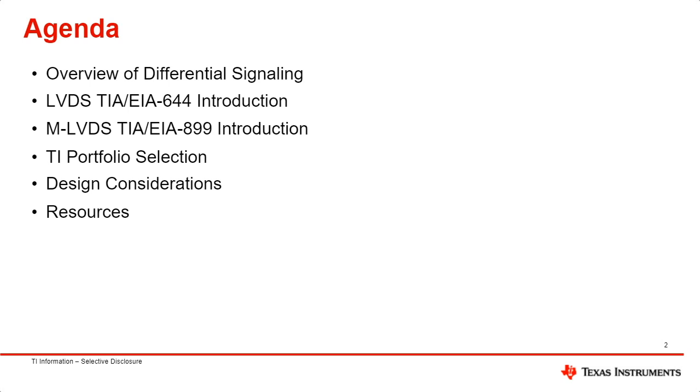TI has hundreds of devices in this category, so it can be daunting at first when selecting the right product for your design. So I'll spend a little bit of time discussing the different products that TI has and how to go about the selection process. And then lastly, I'll go over some of the best practices and considerations when it comes to implementing LVDS and MLVDS into your design. I think for today's presentation, I'll go through the slides and I'll save some time at the end where we can answer any questions.